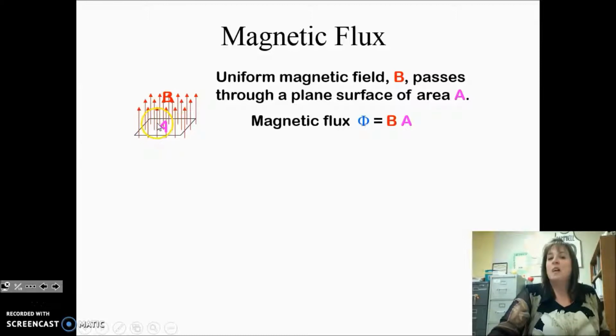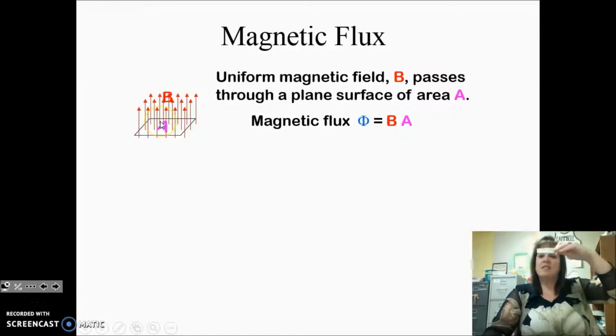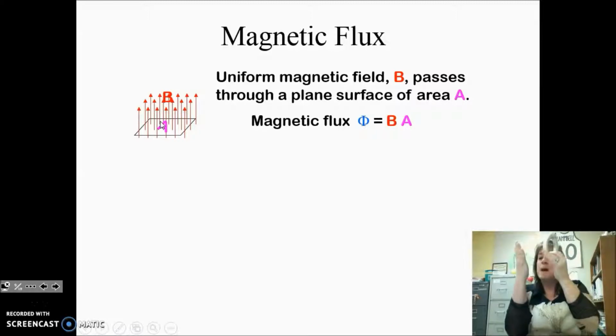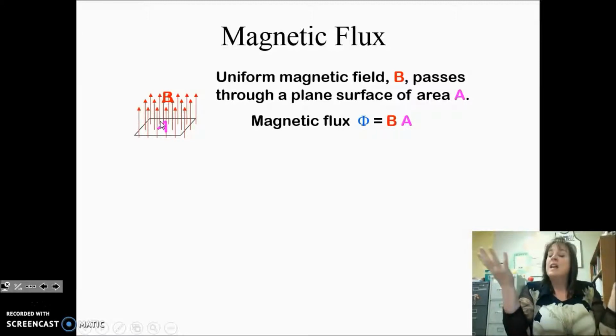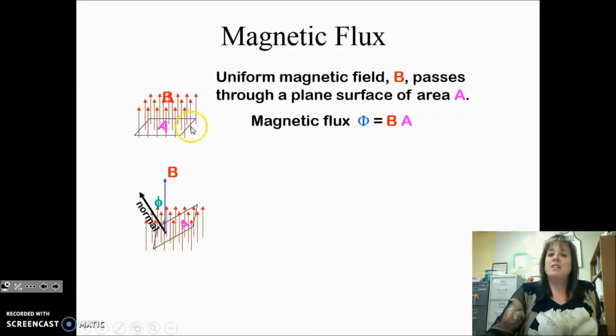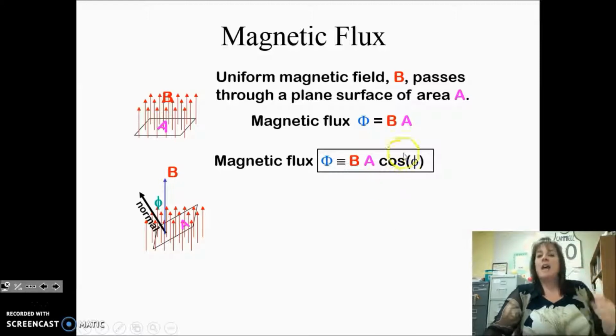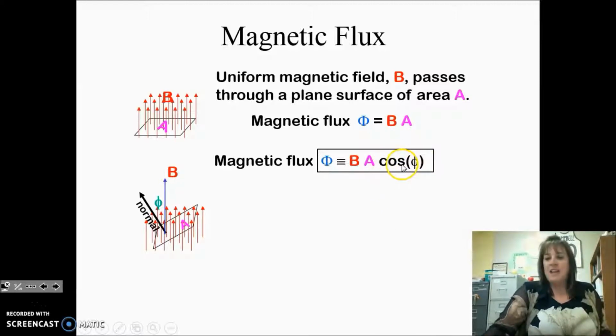Now that's true if the loop has all of the magnetic field passing through it. But in order to generate current, I'm going to have to change the amount of magnetic field, and I could do that by rotating my loop, right? As I rotate my loop, the amount of magnetic field passing through it starts to change. So I need to include the fact that as I start to rotate, the amount of magnetic field changes. So I'm going to add the cosine of this angle.